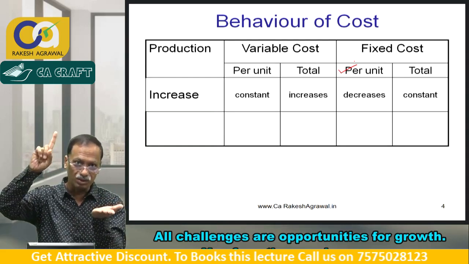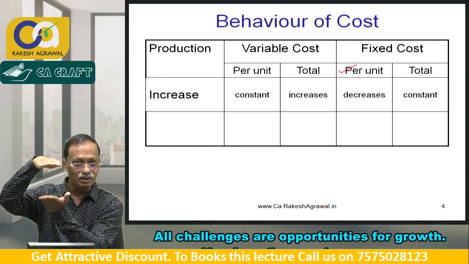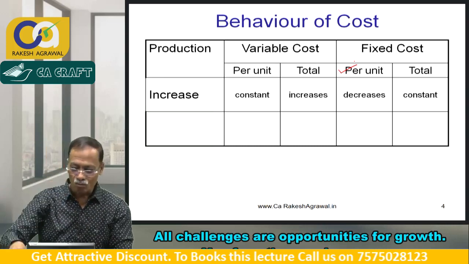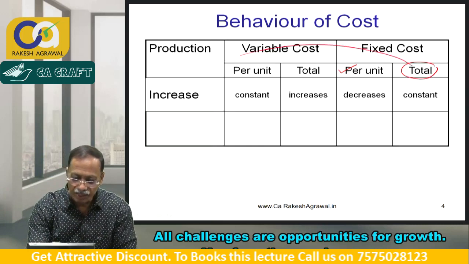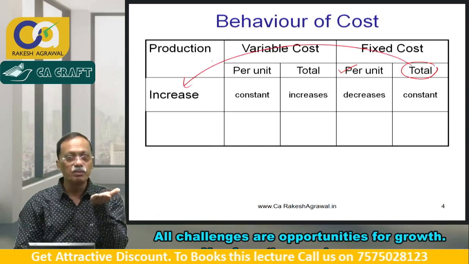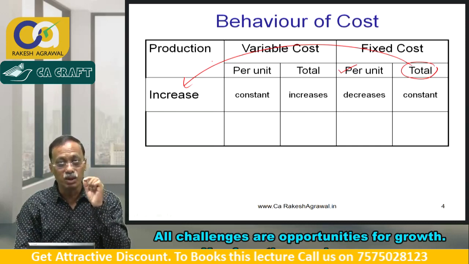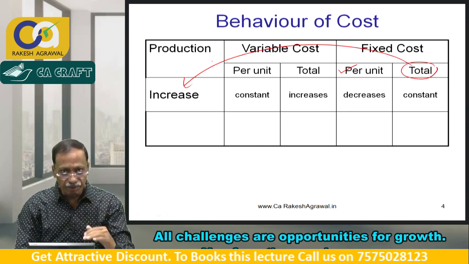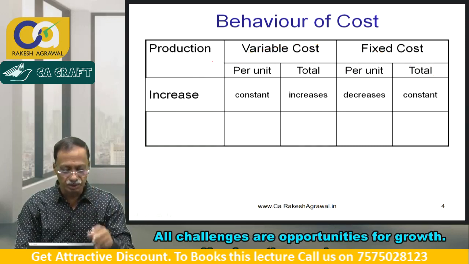Total fixed cost is constant. But the same 1 lakh fixed cost divided by 15,000 units, my denominator is increasing, so cost per unit will decrease. As total fixed cost remains constant and the number of units produced has gone up, the per unit burden of fixed cost will reduce. So per unit fixed cost decreases with increase in production. However, total fixed cost remains constant.